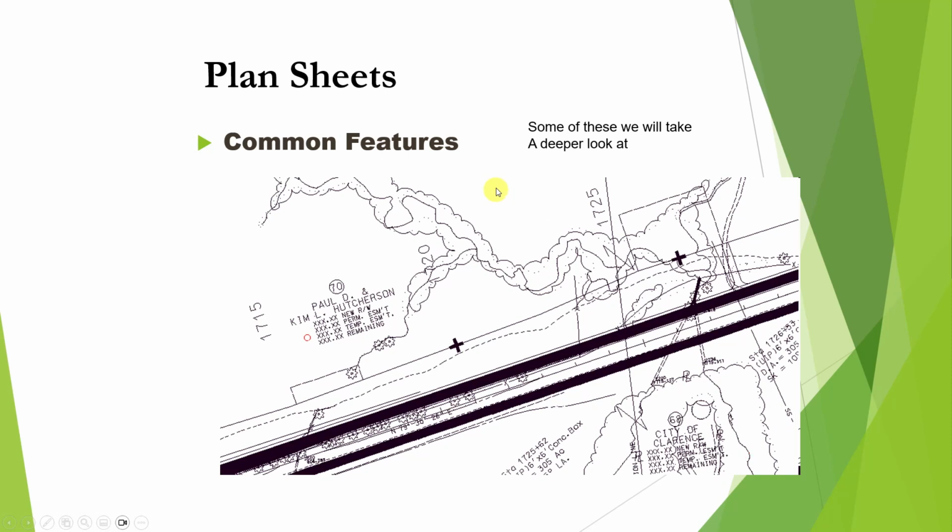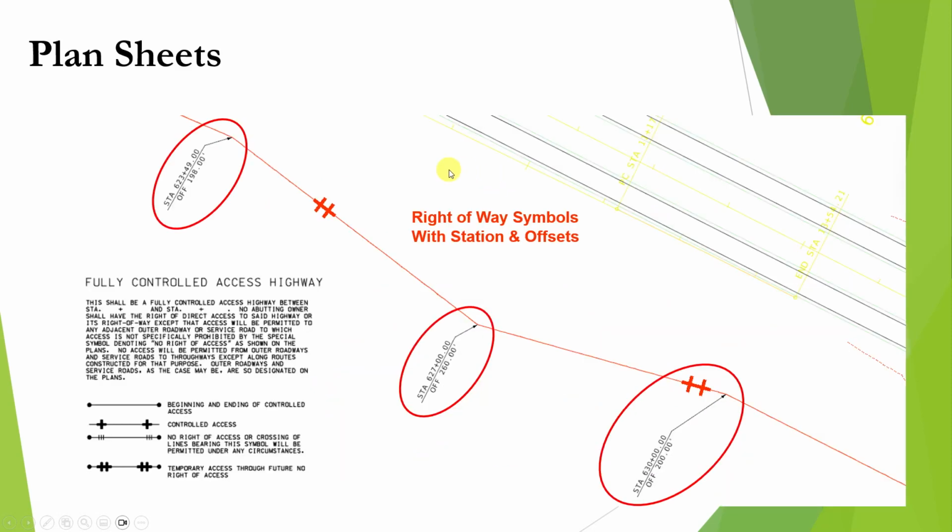Let's see, is that it on this one? Yes, it is. More information on the right-of-way symbols with stations and offsets. So usually what you'll see is wherever there's a bend in the right-of-way, you'll never see curves on right-of-way. You'll always see bends to them. You'll see the property line, the right-of-way line out here. You'll see the symbol, what it represents, and then you'll see some stations and offsets from the center line. It's going to say at 623 plus 49 at an offset of 198 foot is where this point is.